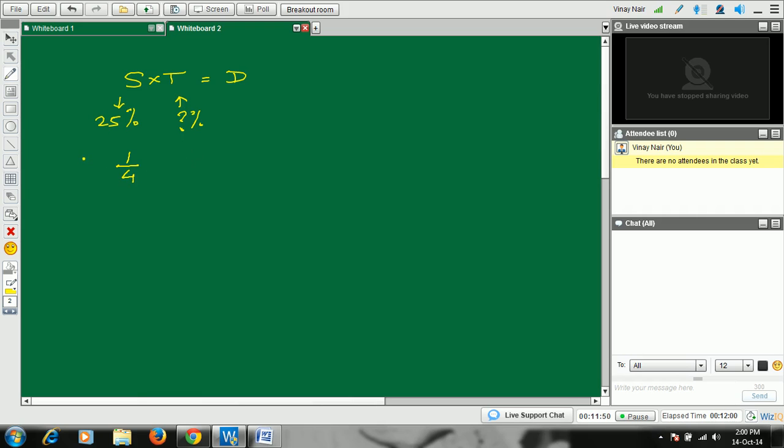So the speed initially, if it was 1, is decreasing by 1/4, so the resulting speed is 3/4 of the earlier speed. So the resultant time has to become the reciprocal. So 1 plus how much will give me 4/3? What should I add to 1 so that it becomes 4/3? I have to add 1/3 to 1 to get 4/3. So if the speed decreases by 1/4, then the time increases by 1/3.